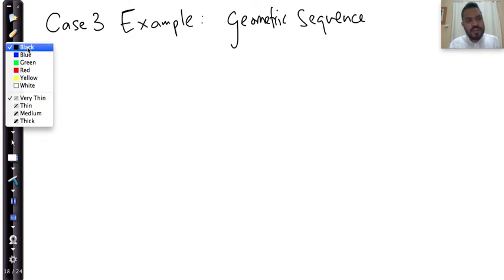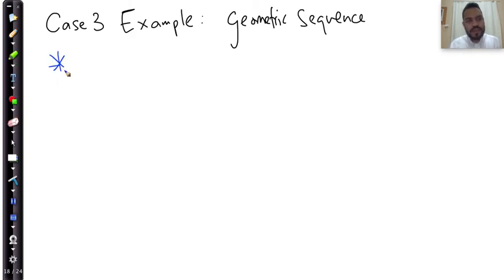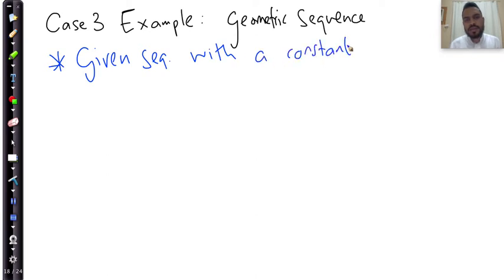Case 3 was where the sequence is given, but with a constant unknown. That means there's a variable in there, but the variable only takes on one specific value throughout the sequence, and then it would give you the type of sequence. So it's a given sequence with a constant unknown. The type of sequence is given.